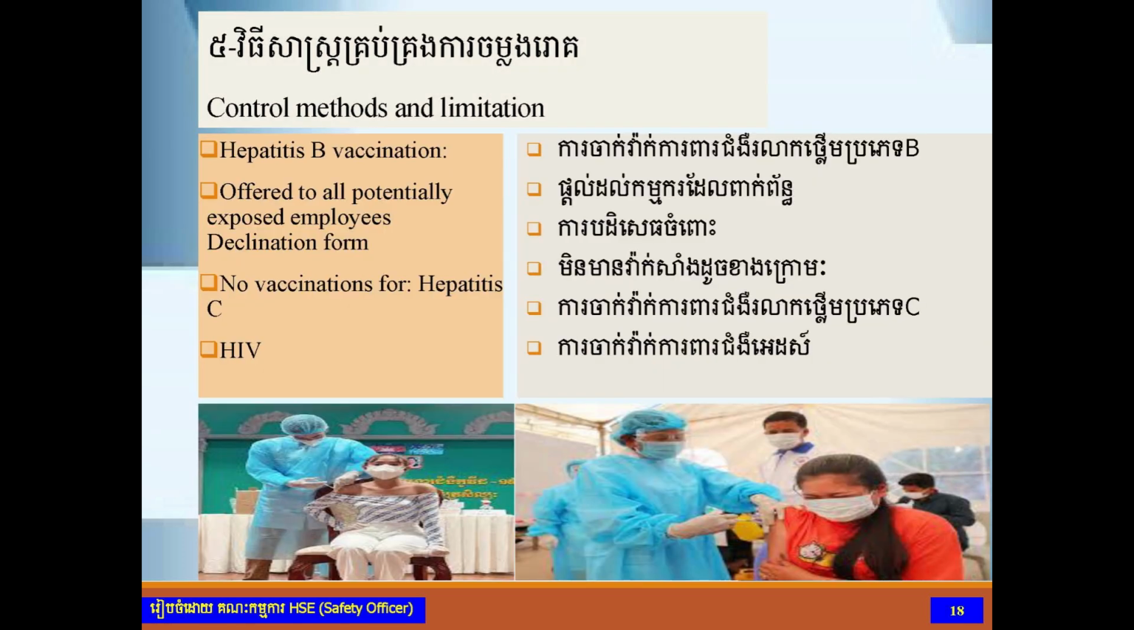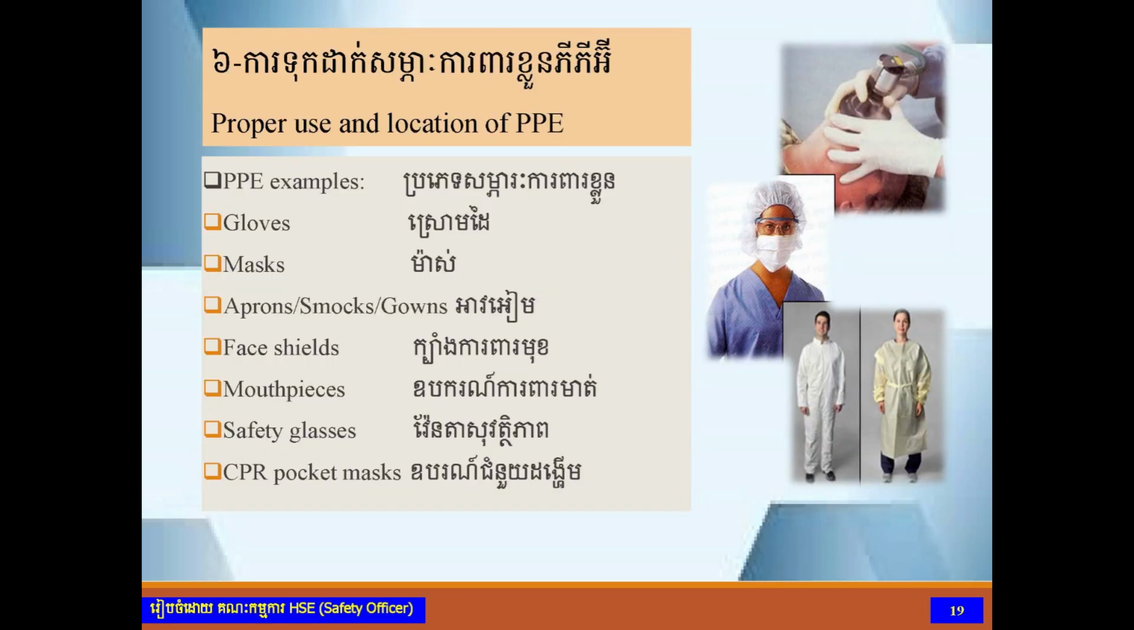18. Hepatitis B vaccination, offered to all potentially exposed employees. A declination form is provided. Note, no vaccinations are available for hepatitis C or HIV. 19. Proper use and location of PPE. PPE examples: gloves, masks, aprons, smocks, gowns, face shields, mouthpieces, safety glasses, CPR pocket masks.